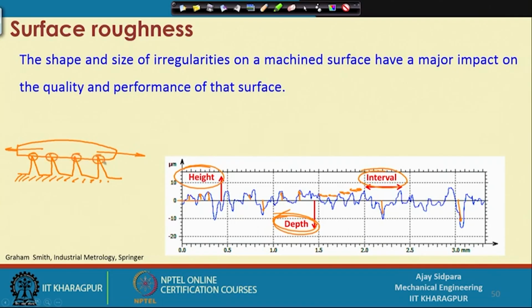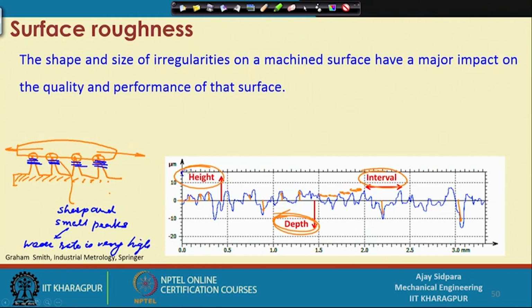This is the actual contact area, as opposed to the apparent contact area. At macro scale you think that your whole surface is in contact with this surface, but that is not correct. These peaks are very small and very sharp. So, sharp and small peaks. When they move in this direction, what is going to happen? They will shear off from this part. So, the wear rate will be very high, right. So, height will play an important role.